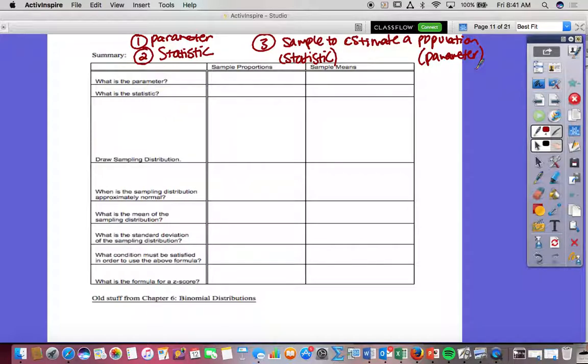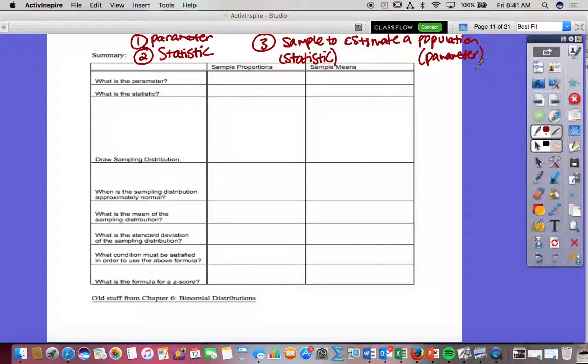Now, remember we also talked about a sample compared to sampling. What's the difference? A sample is just one, and sampling is like multiple samples. Correct, that's exactly right. So this one is more of a sampling distribution. But this is a good example of a proportion.